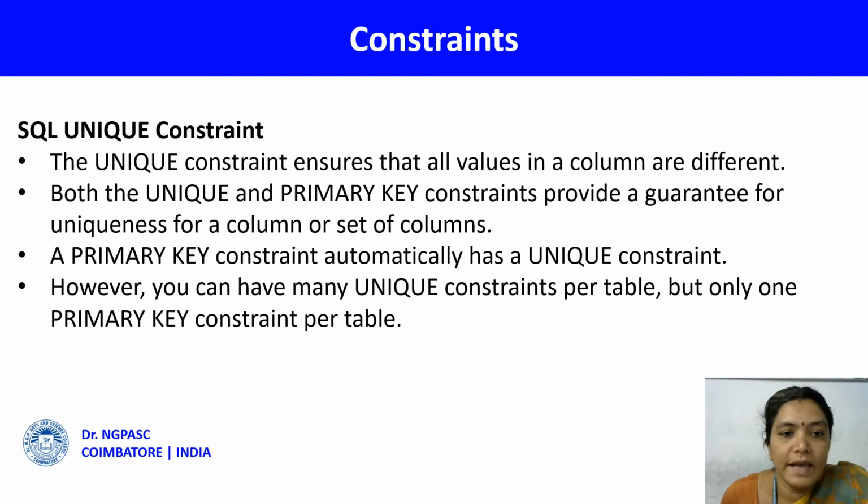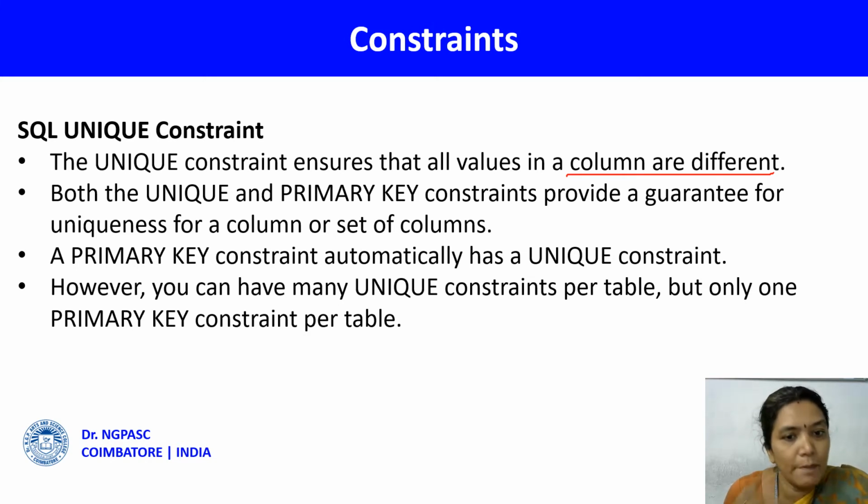The next, second type of constraint is the unique constraint. As we have discussed already, the unique constraint ensures all the values in a column are different. That is, you cannot insert the same value for more than one record. Both the unique and primary key constraints provide a guarantee of uniqueness for a column or a set of columns. So you can have different values in your columns, and you cannot repeat the value for the same column.